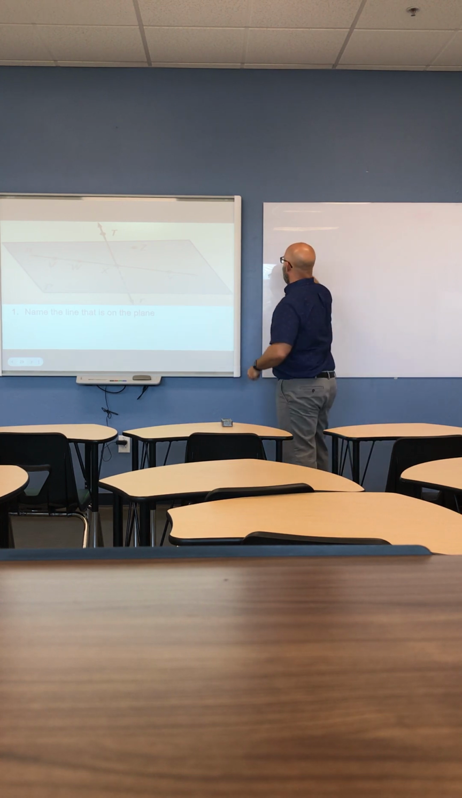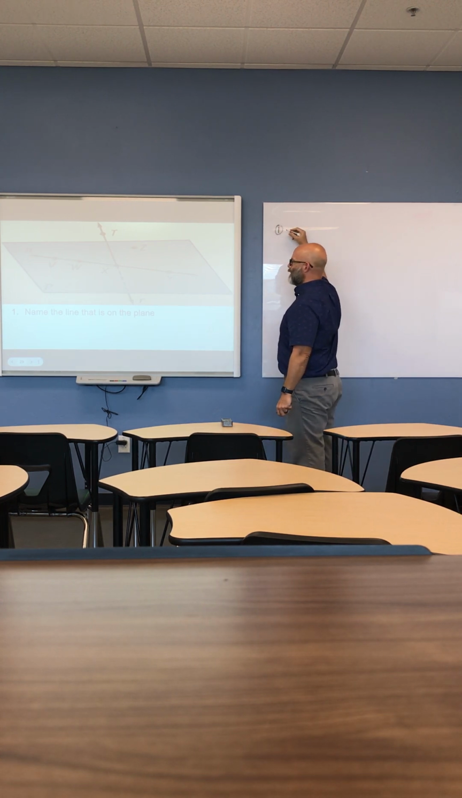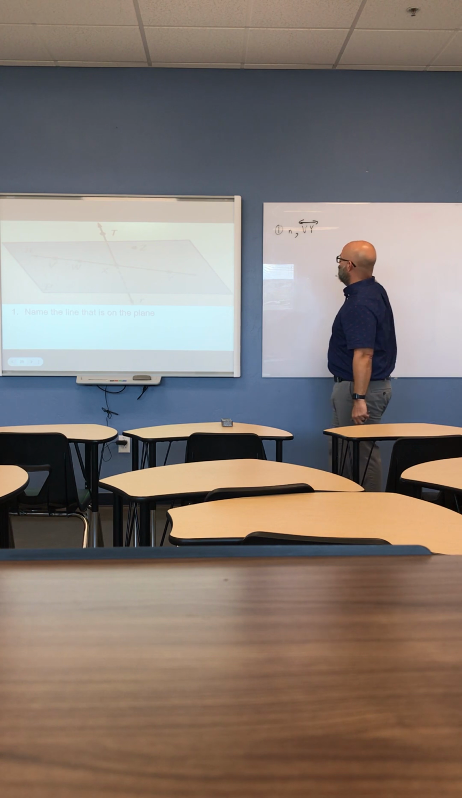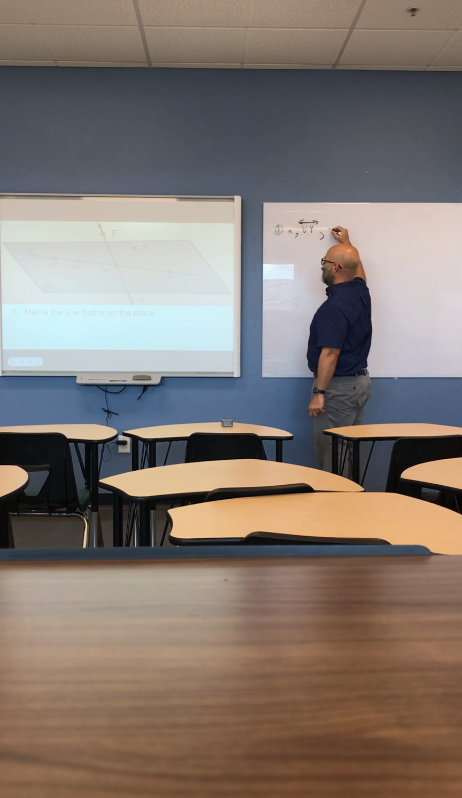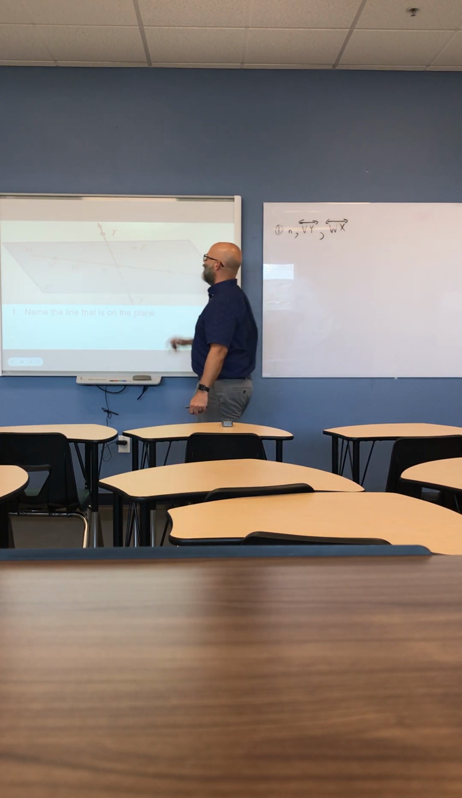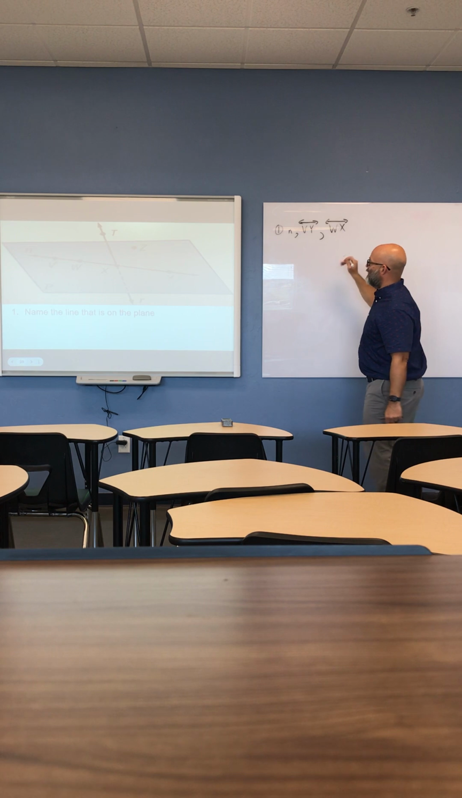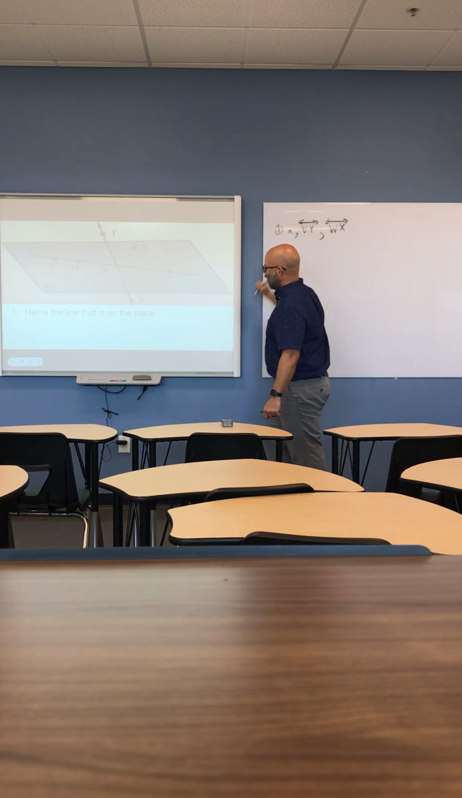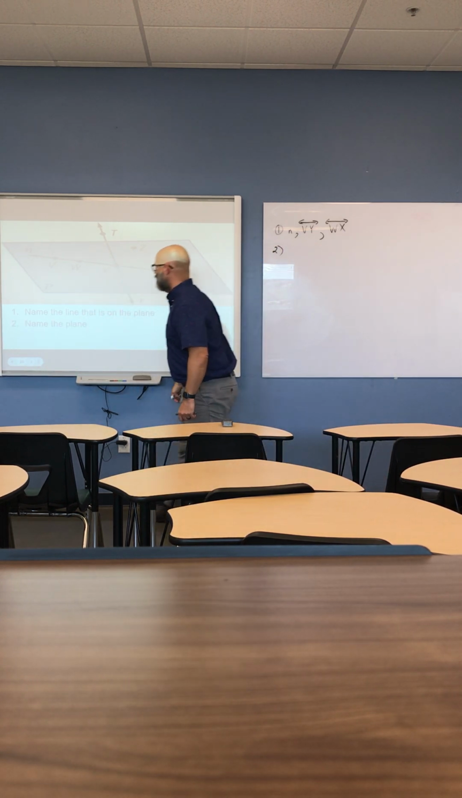So we could say 1, N can also be called VY. We put a little line hat on top of it. Or you call it WX. As long as I choose any 2 ordered pairs that are on the line, I can characterize the line that way. Number 2 question is, name the plane.